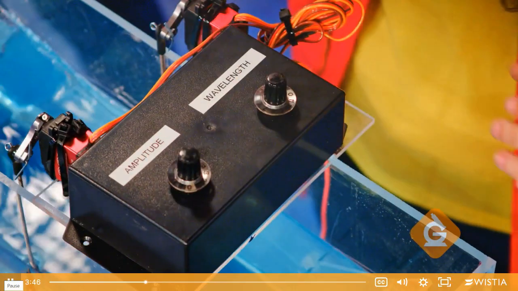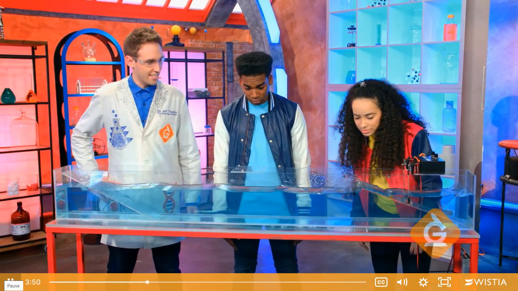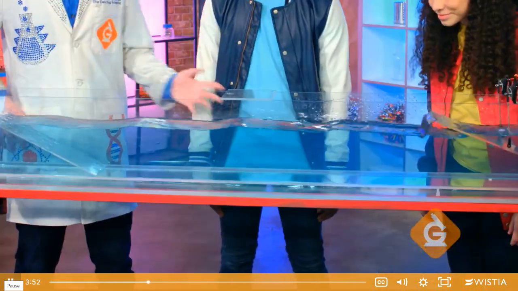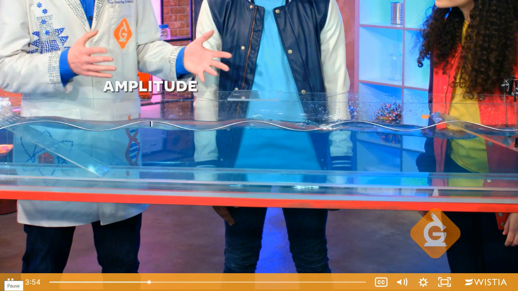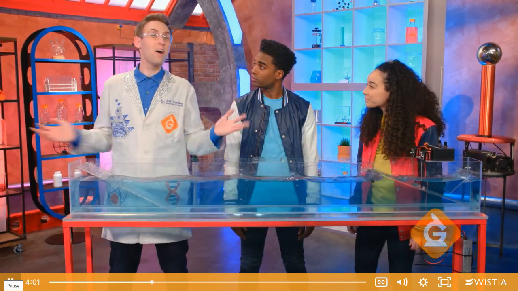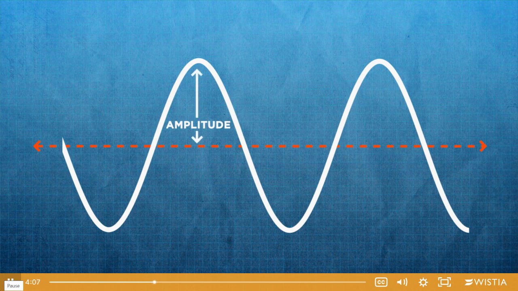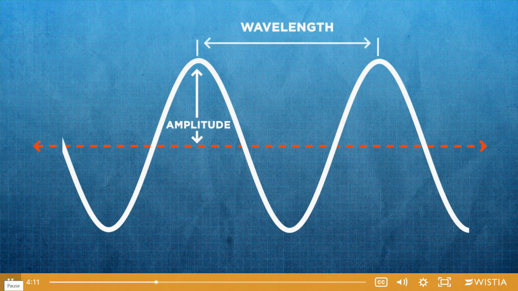What if I change the knob labeled amplitude? What do you notice? That adjustment made the wave smaller. Right. Amplitude is how tall or short a wave is. Can you measure amplitude and wavelength? Yep, scientists do it all the time. The amplitude is the distance from the wave's peak to its resting point, which is the level of calm water. The wavelength is the distance from peak to peak.